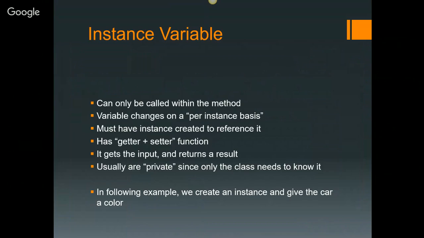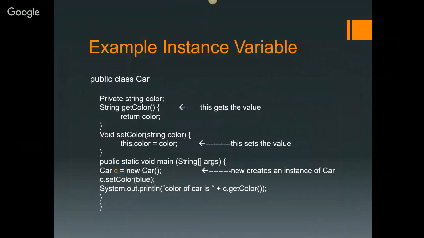So in the following example, I'm going to create an instance and give the car a color. Here is my class. It's a car class. I have a private string color. Down here is my instance variable. And so here I'm creating a new instance of a car. This function here gets my value. This function here sets my value.